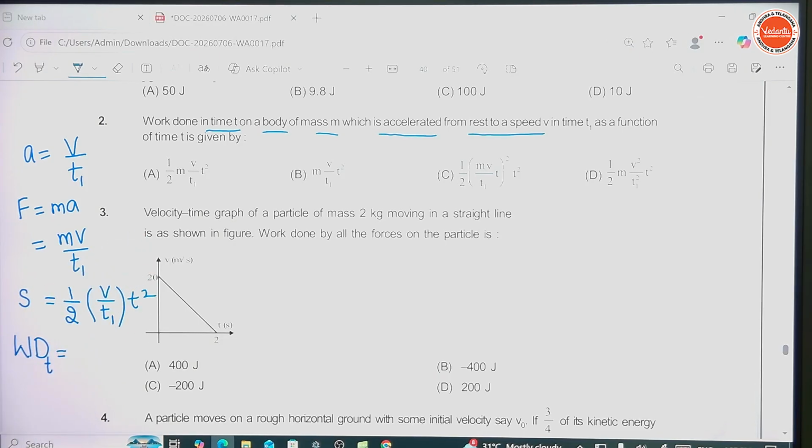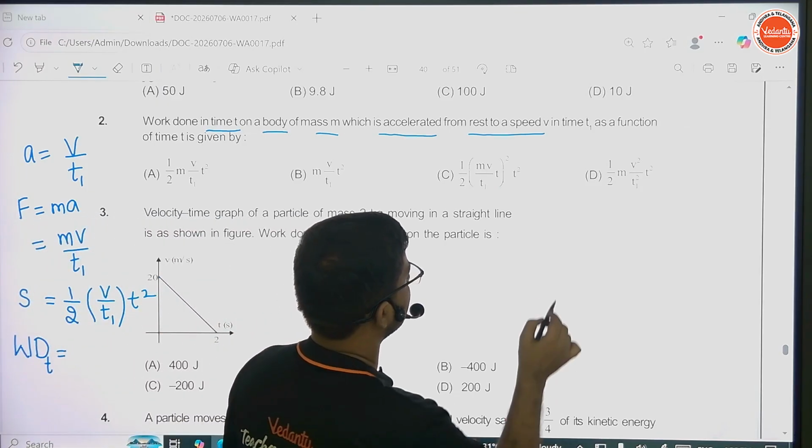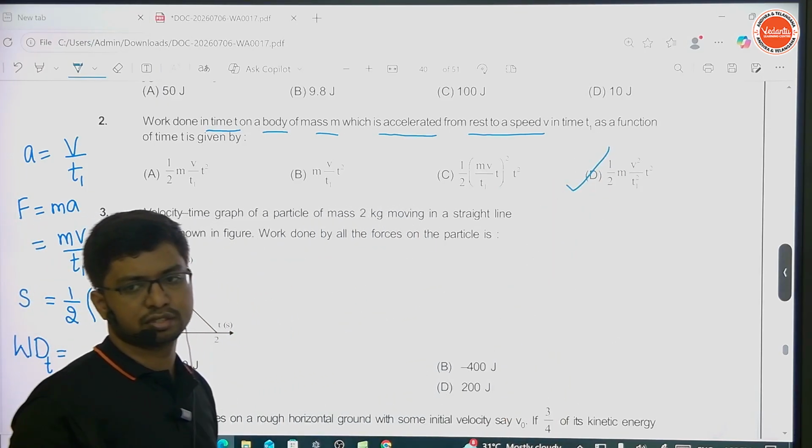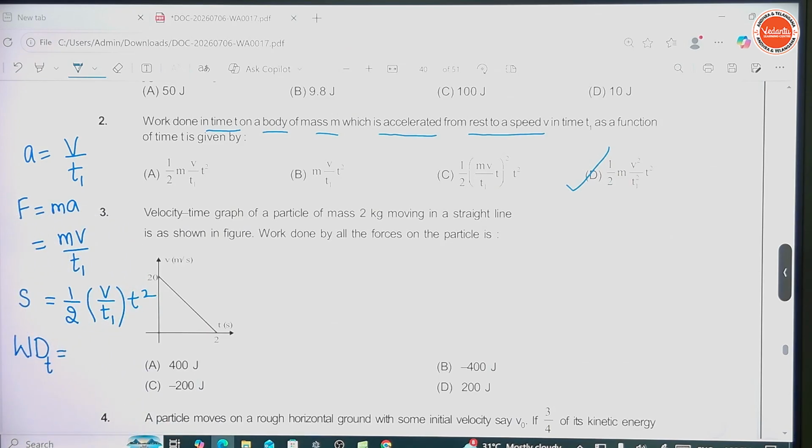Just look for the appropriate option here. You just have to multiply these two terms, right? What do you get? v by t1 and v by t1 is there, so m by 2 into v by t1 whole square into t square. So which option is this? Option T. Clear?